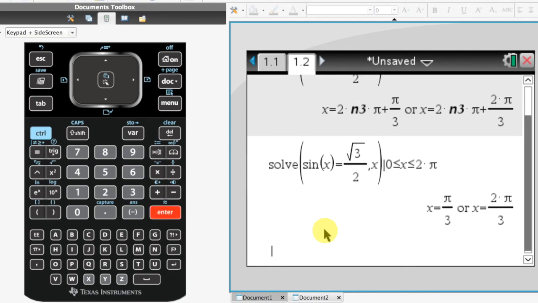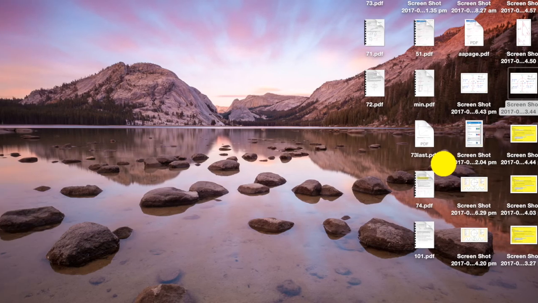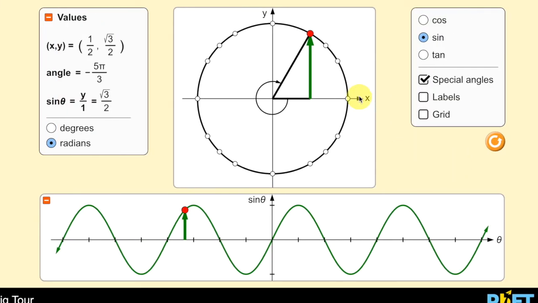then hit enter. You can see now I'm solving for this given that this restriction is in place, that X is between 0 and 2 pi. And now you see there are two solutions. So we've limited the solution, so it's through one revolution of the unit circle. And if we go back to our interactive, we know that that makes sense.